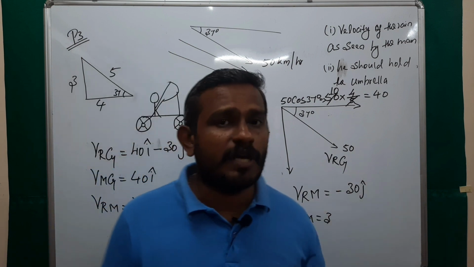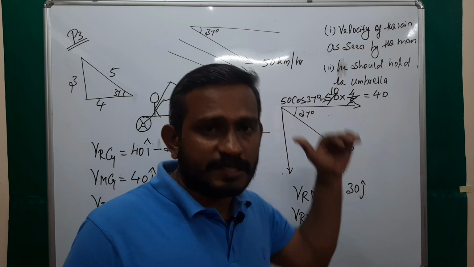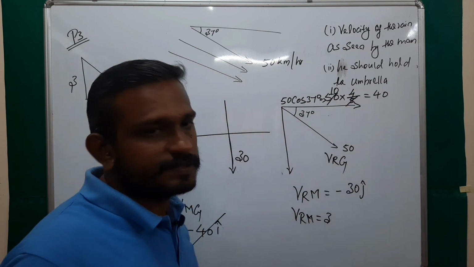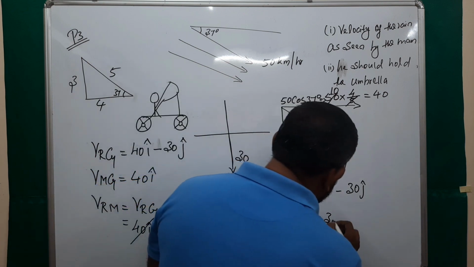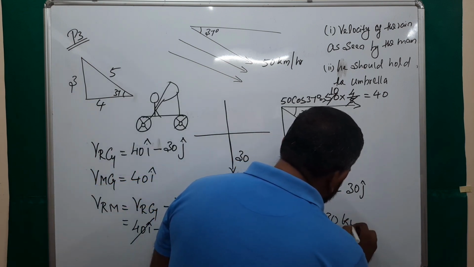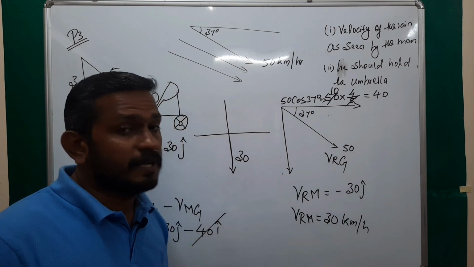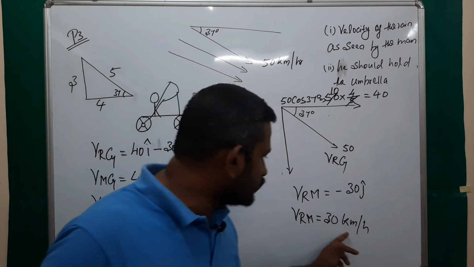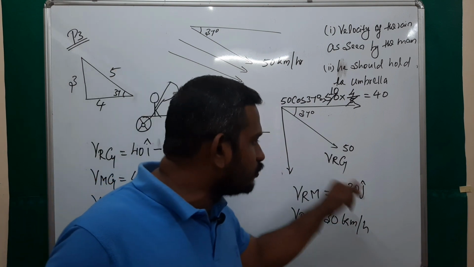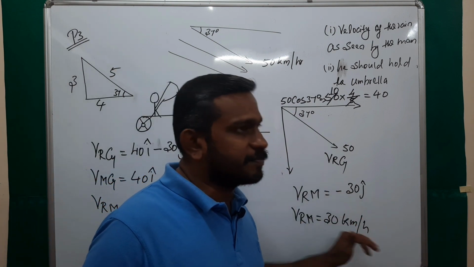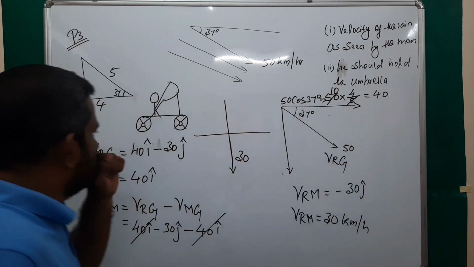So velocity means we have to say the direction. So 30 is the magnitude and minus j is the direction. So it is falling vertically downwards. So what is the speed of the rain? So Vrm is equal to 30 km per hour. That is the answer, the speed of the rain as seen by the man. Only the magnitude we have to take. So 30 is the speed, and the direction is vertically downwards.